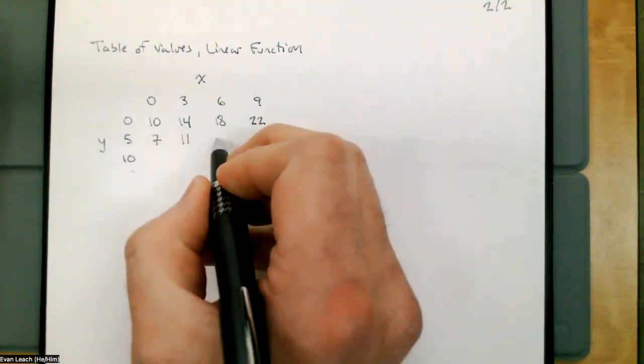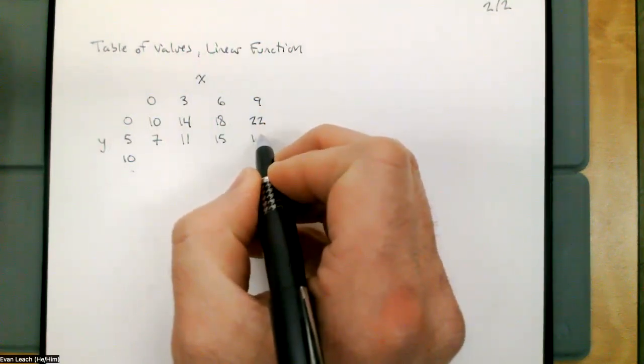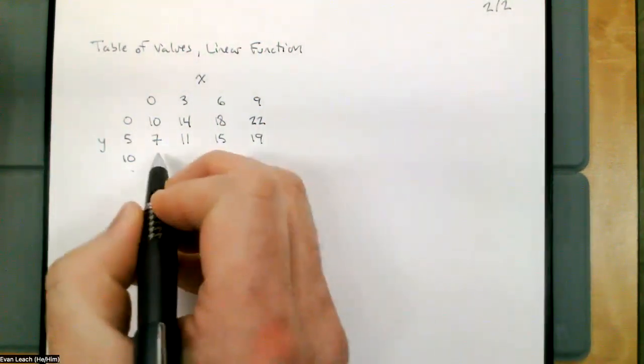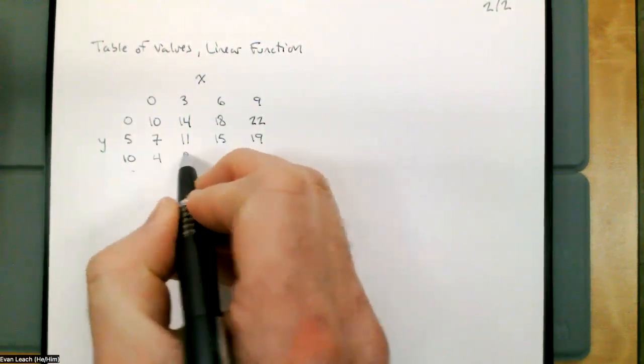So 7, 11, 15, and 19. And then what's this last row down here going to be? 4, 8.